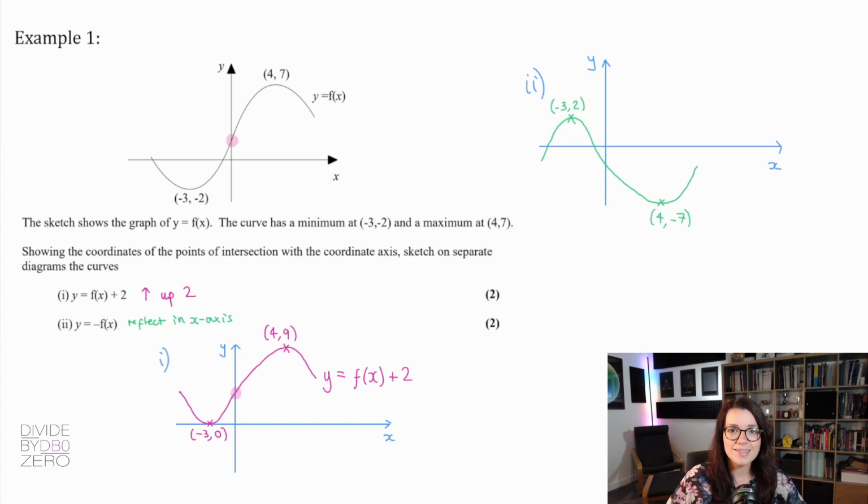So again, the x's have stayed the same because it's a change in the y direction only, so only the y coordinates change. This is y equals minus f of x.